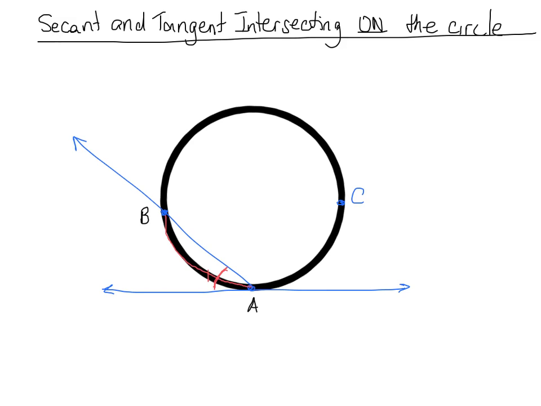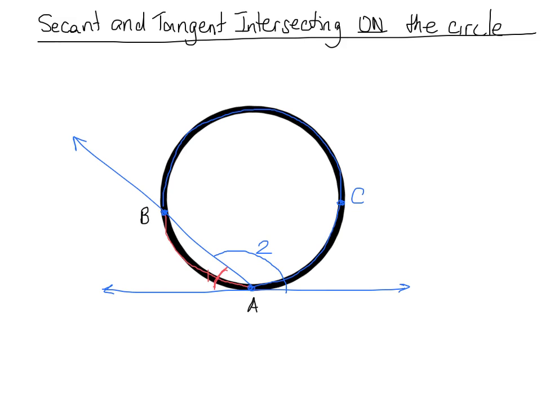Over on the other side, angle 2, this is a big angle, is going to be half of this intercepted arc right here, going all the way around to where it meets the tangent.